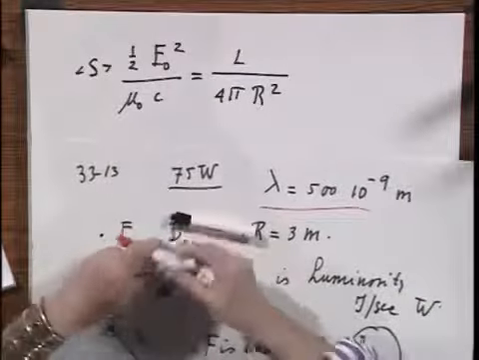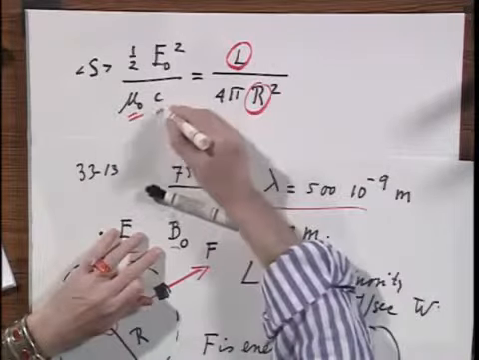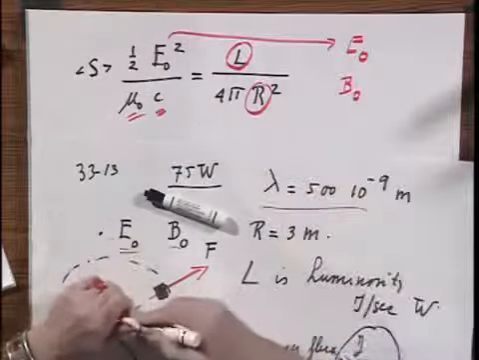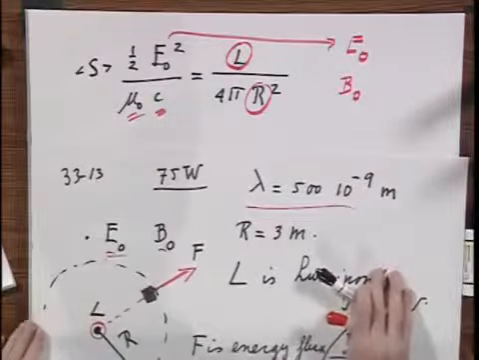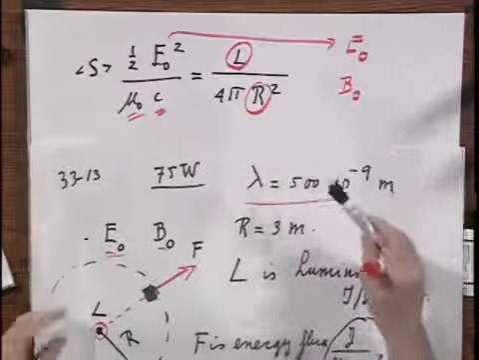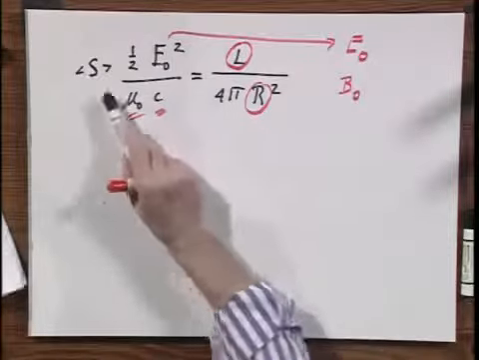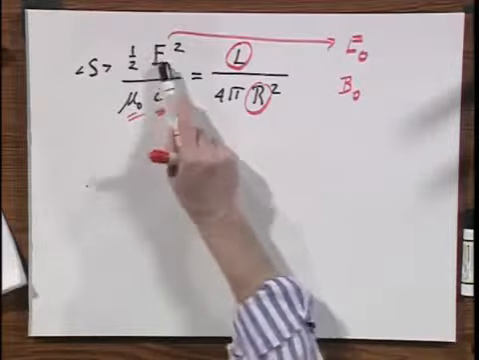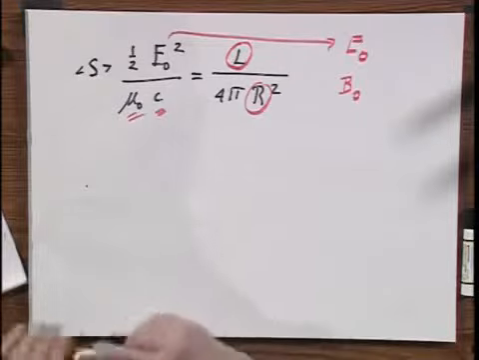And you see, you know everything that there has to be known. You know L, you know r, mu 0 and c, so out pops E0, and if you have E0, out pops B0. And so the E0 and the B0 only depend on L and r, they only depend on the Poynting vector, and they are independent of the wavelength. And since the Poynting vector falls off as 1 over r squared, you see that E0 falls off as 1 over r, and B0 also falls off as 1 over r.